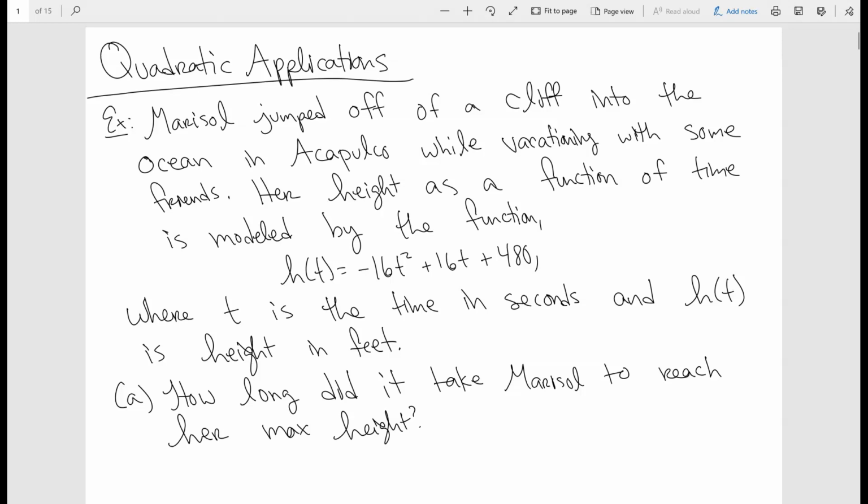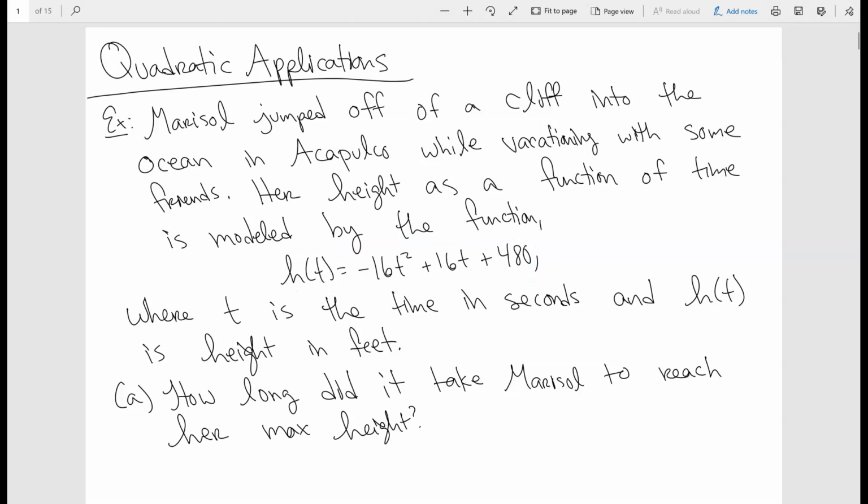In this video, we will talk about quadratic applications. So everything that we learned about quadratics, we're going to apply them on these two different word problems. Here we have Marisol jumped off of a cliff into the ocean in Acapulco while vacationing with some friends. Her height as a function of time is modeled by this function. So they give us a quadratic equation already that we're going to be using.